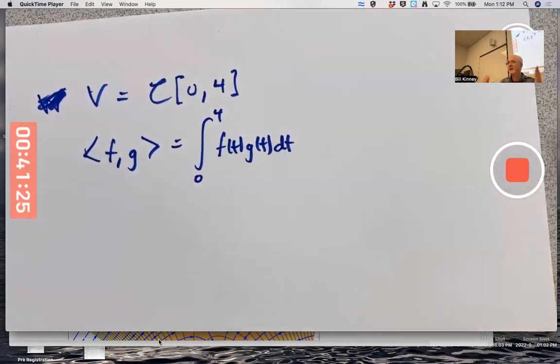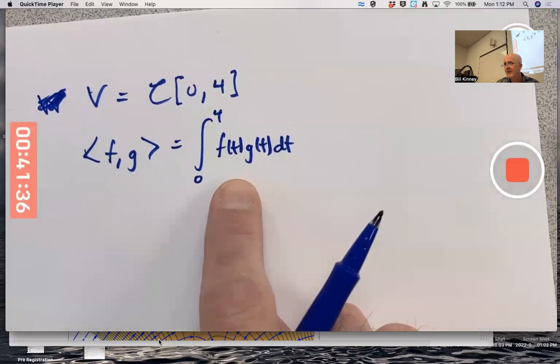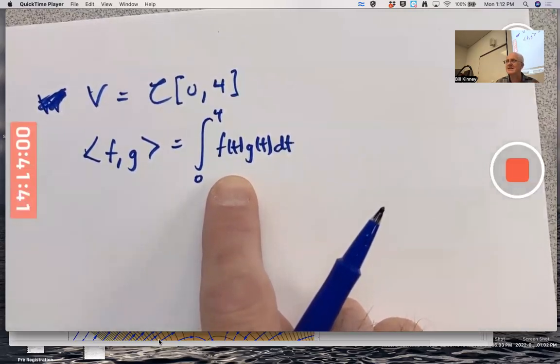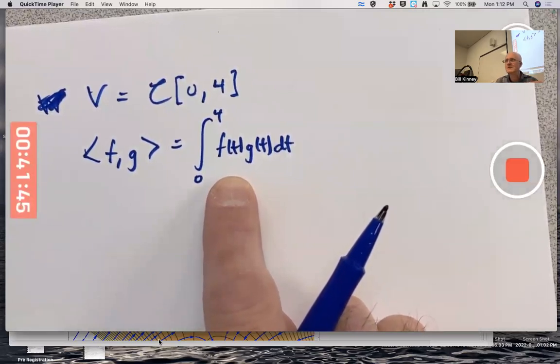Is this the only inner product I could define on this? No, actually, there's probably infinitely many answers, I believe. Infinitely many inner products you could define. This is just the simplest one. Why would we want to define inner products? It depends on what your application is. You design the inner products to fit the application.